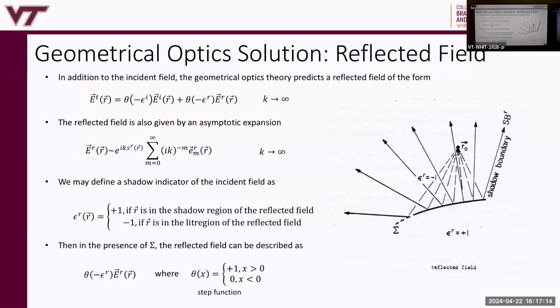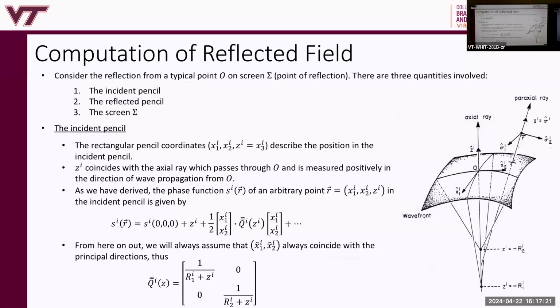If you want to know the total field at some point, it's the incident plus the reflected, if the incident field goes to that point. And there are these shadow indicators to indicate that the geometrical optics solution gives a zero field in any shadow region. So all of the next things that we did was how to calculate the reflected Q matrix, which has our radii of curvature of the reflected wavefront in it, which allows us to calculate the divergence factor so that we can continue the ray from the reflection point to the next point of interest.